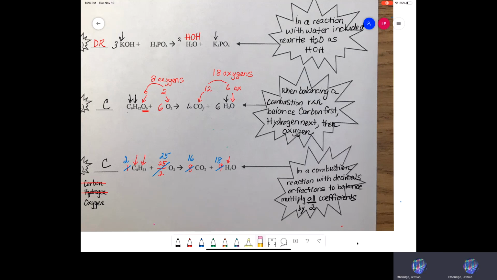All right, so you try and balance it. If you have a fraction or a decimal, you multiply everybody by 2, and then we are done because oxygen is balanced. All right, so hopefully that was helpful.